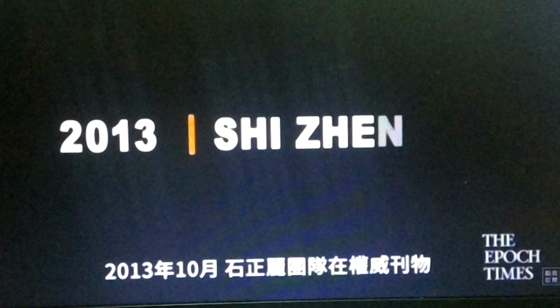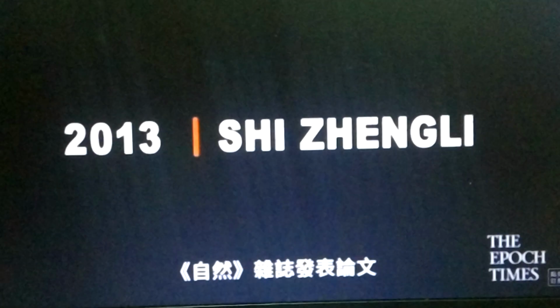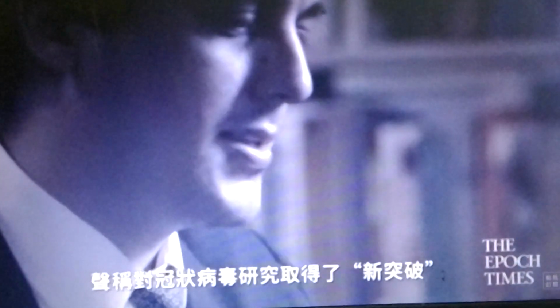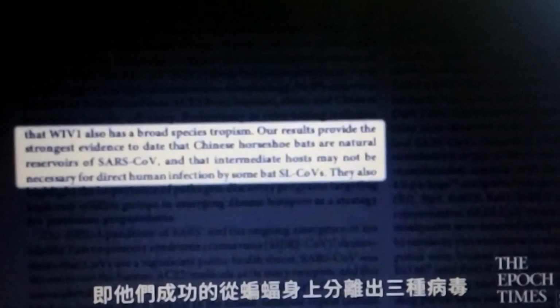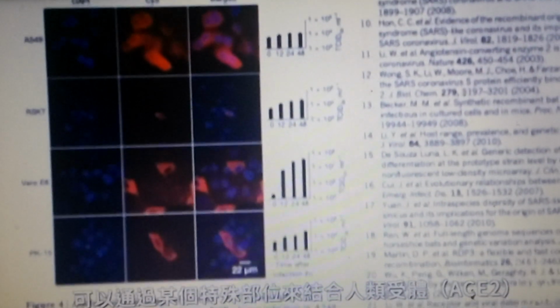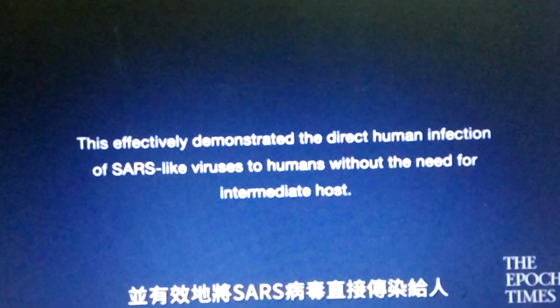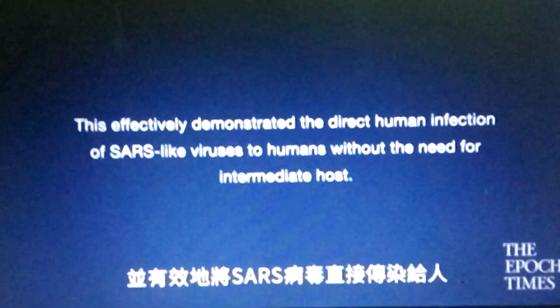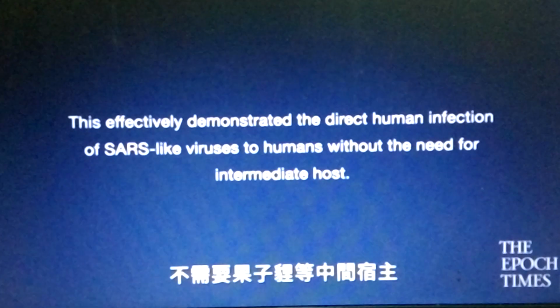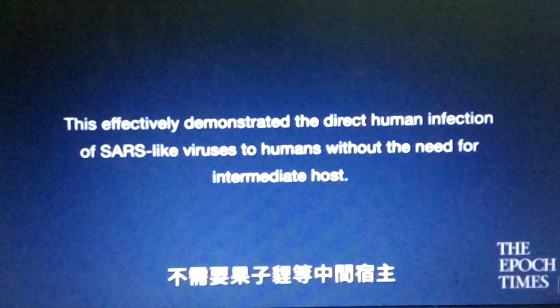In October 2013, Shi and her team published a paper in the authoritative science journal Nature. They claimed a breakthrough in coronavirus research. What was their breakthrough? They successfully isolated 3 viruses from bats, one of which had an S protein that integrated with human ACE2 receptors. This effectively demonstrated the human infection of SARS-like viruses to humans without the need of an intermediary host.